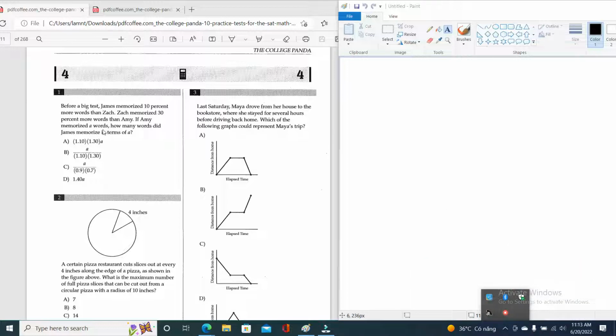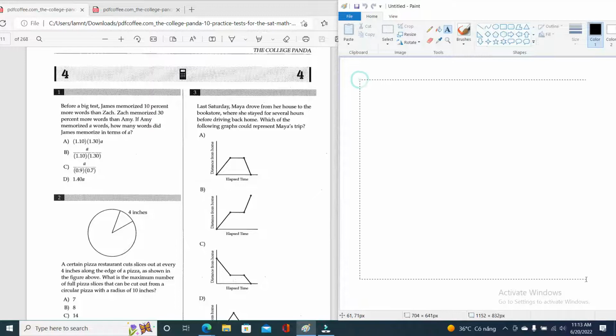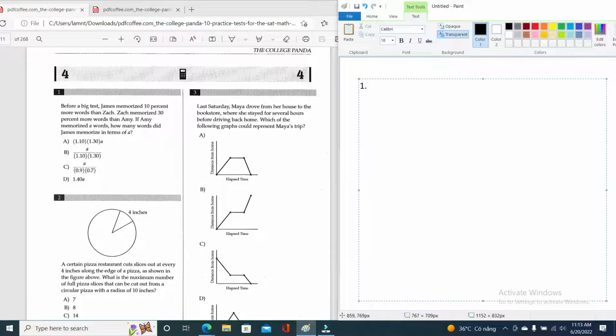Okay, so we're going to do it briefly. Number 1. Jane memorized 10% more words than Jack, and Jack memorized 10% more words than Amy. So James is actually 10% more than Jack, so it's actually 110% times Jack, right? Because 10% more than Jack. So that's just 1.1 times Jack. Okay.